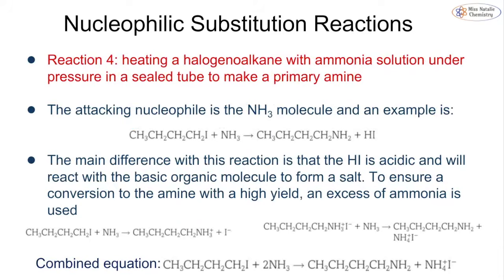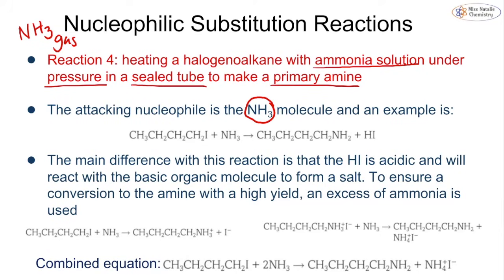Now we can look at reaction number 4, which is the heating of a halogenoalkane with ammonia solution under pressure in a sealed tube to make a primary amine. Now we do need to do this under pressure in a sealed tube because we are using ammonia gas. And of course, if we don't have it in the sealed tube, the gas will escape. So our attacking nucleophile is our ammonia molecule.